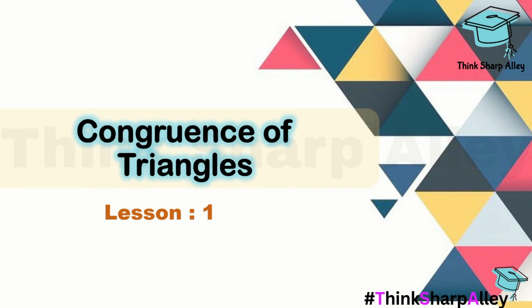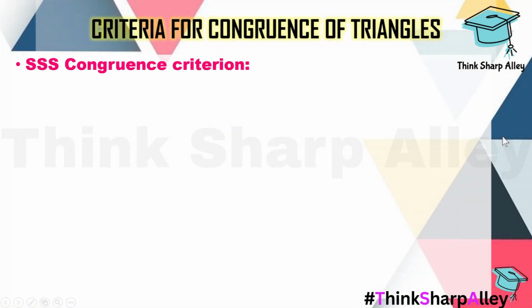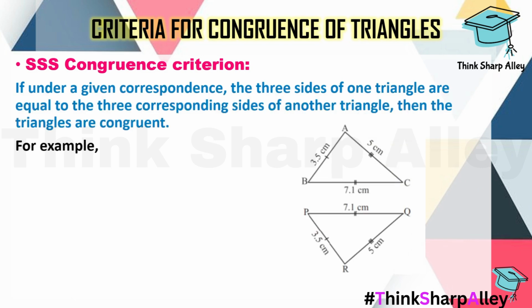Well, there are actually 6 criteria of congruency of triangles. Let's have a look at the first one. The first one says SSS congruency criteria, the easiest one. The 3 sides of one triangle are equal to the 3 corresponding sides of another triangle. The word corresponding sounds fancy. We'll come to that later on.